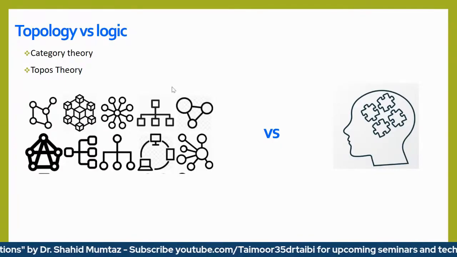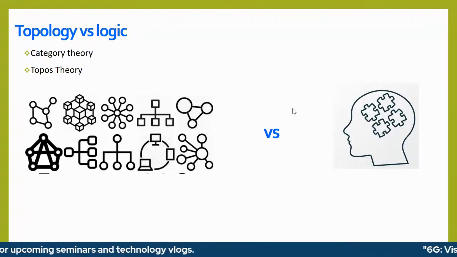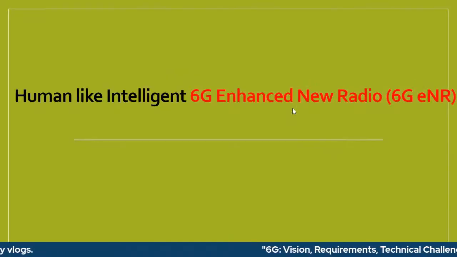But this is quite important if you want to draw a categorization of your 6G network, or you want to define a topology. So it's very nice to study these two mathematical tools to make your 6G network look into.